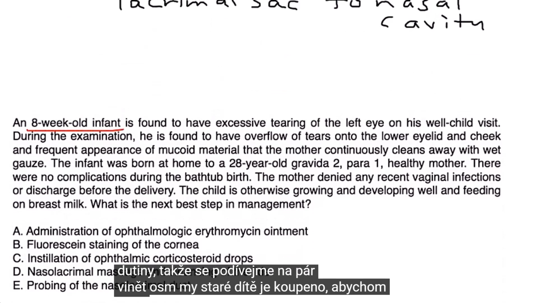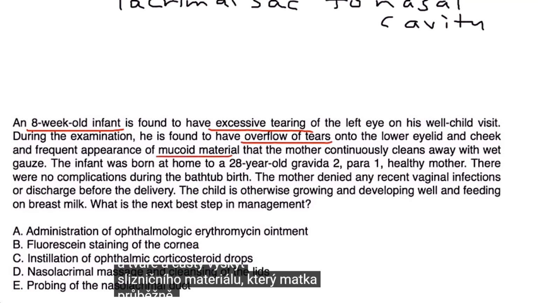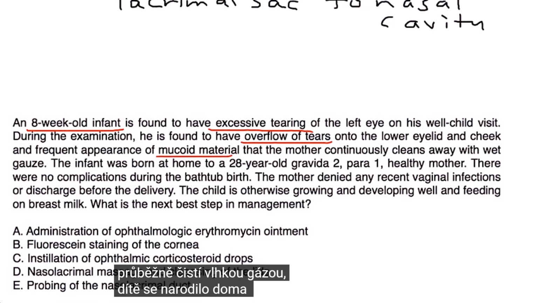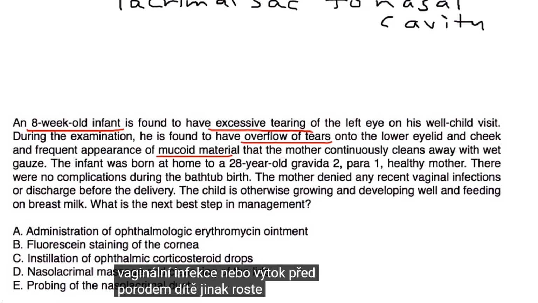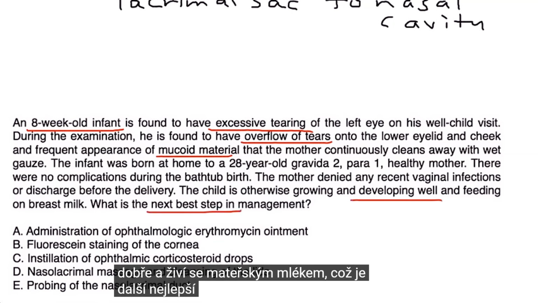An 8-week-old infant is brought in for excessive tearing of the left eye on his well child visit. During the exam, he's found to have overflow of tears into the lower eyelid and cheek, and frequent appearance of mucoid material that the mother continuously cleans away with wet gauze. The infant was born at home to a 28-year-old gravida 2 para 1 healthy mother. There were no complications during the bathtub birth. Mother denied any recent vaginal infections or discharge before delivery. The child is otherwise growing and developing well and feeding on breast milk. What is the next best step?